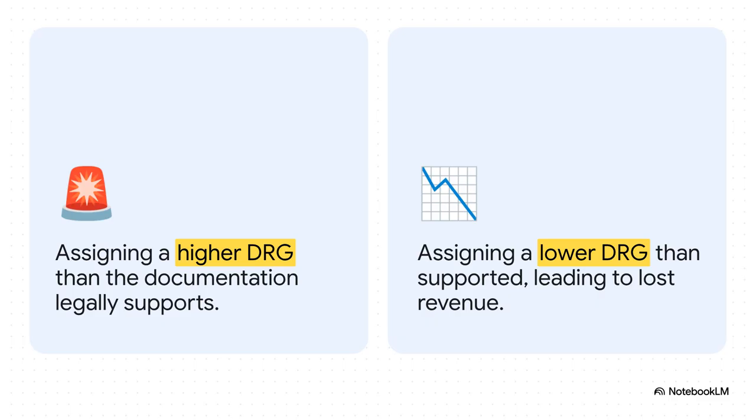On one hand, you have upcoding. Assigning a higher MSDRG than the documentation legally supports triggers massive compliance risks and False Claims Act fines. But on the other hand, undercoding bleeds legitimate hospital revenue. It falsely lowers your case mix index anytime vague documentation forces you to drop a perfectly valid CC or MCC.